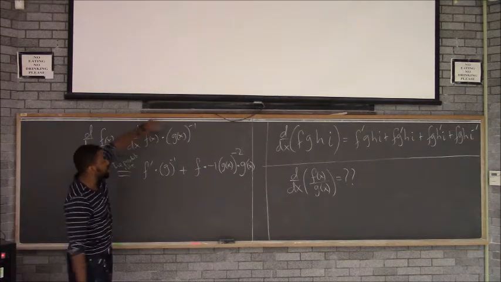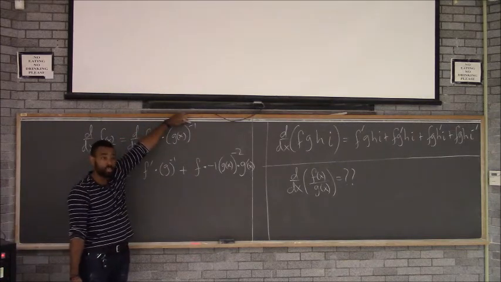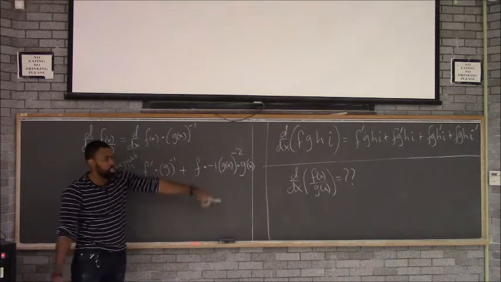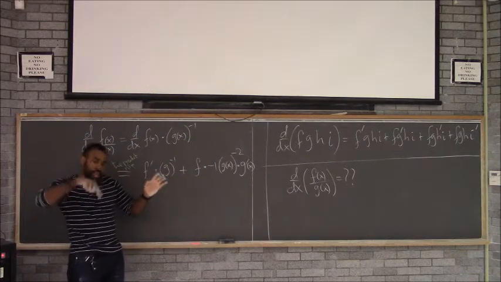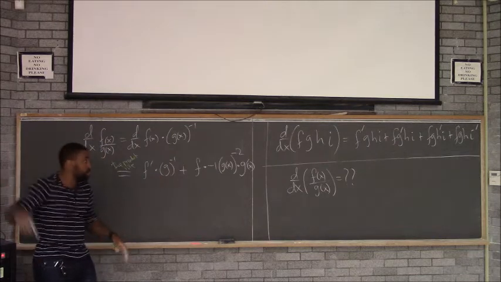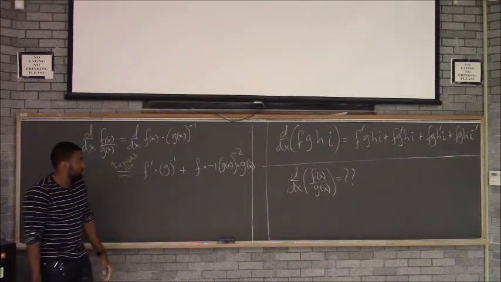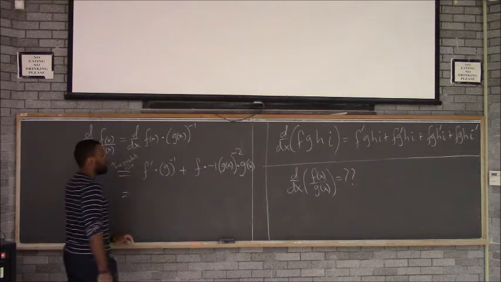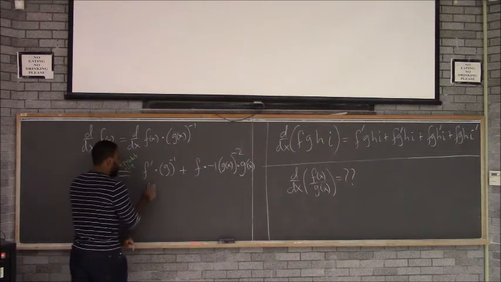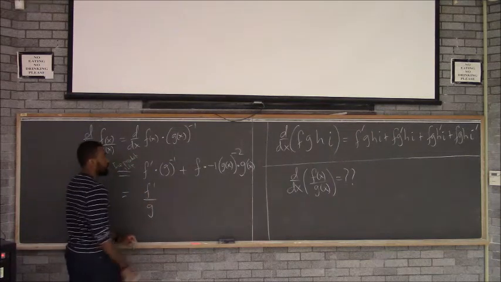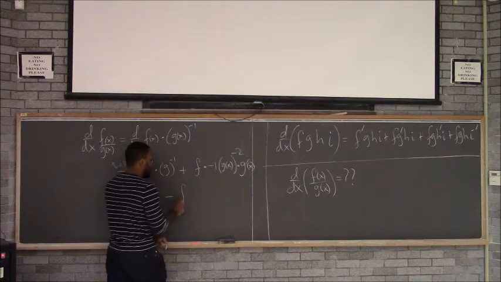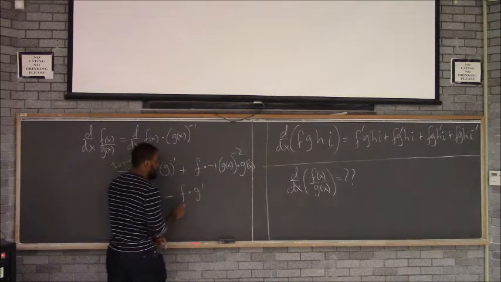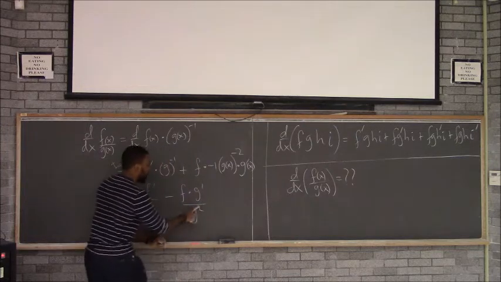It differentiates the outside, which is a power function. It's just something raised to a constant. So this was the generalized power rule I wrote over there. The derivative of f of x to the n is n f of x to the n minus 1 times f prime. That happens. So now what you notice I have is f prime divided by g, minus, from this negative sign, f times g prime divided by g squared.